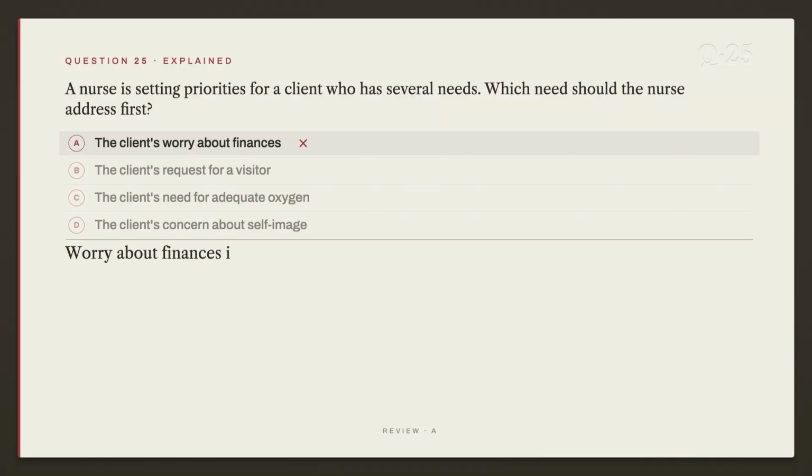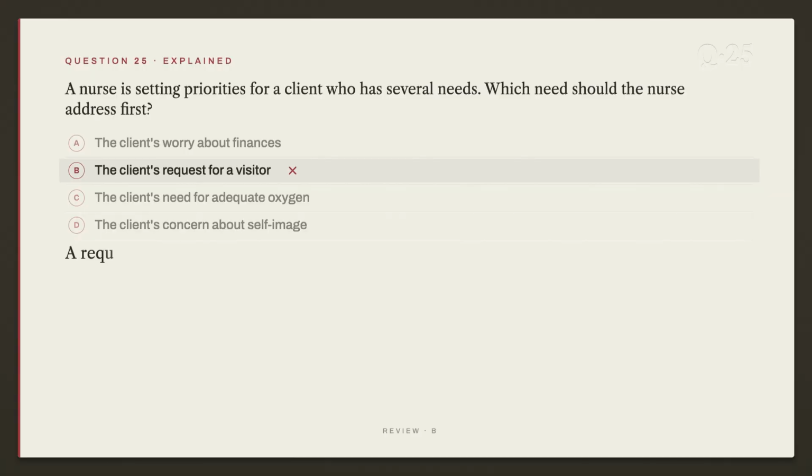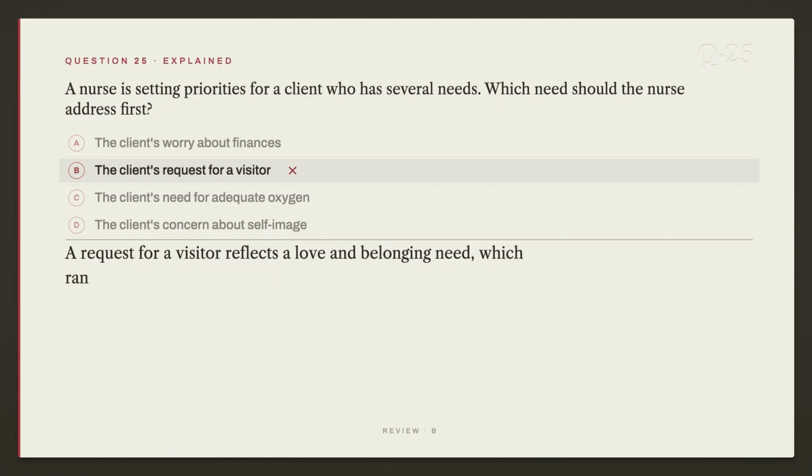A is wrong because worry about finances is a real concern but sits higher on the hierarchy than physiological needs. The nurse meets basic physical requirements before turning to the client's financial stress. B is wrong because a request for a visitor reflects a love and belonging need, which ranks above basic survival needs.